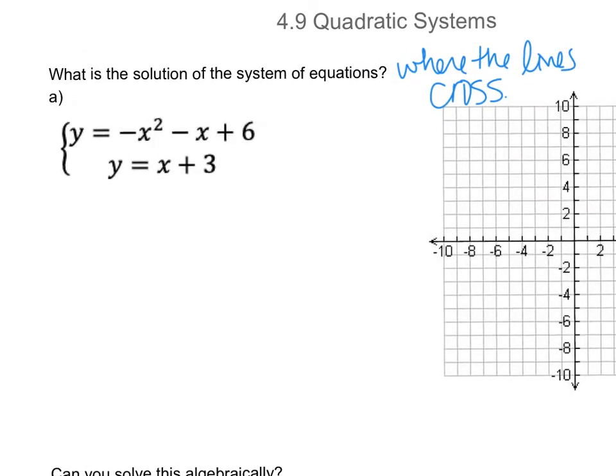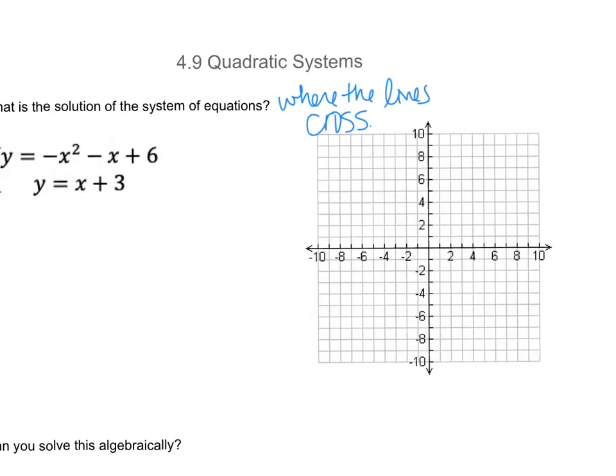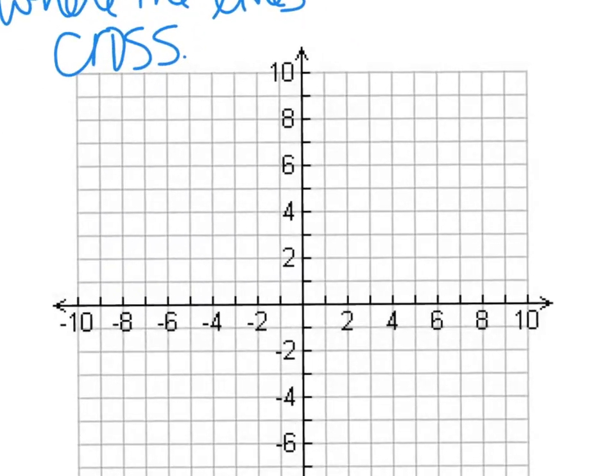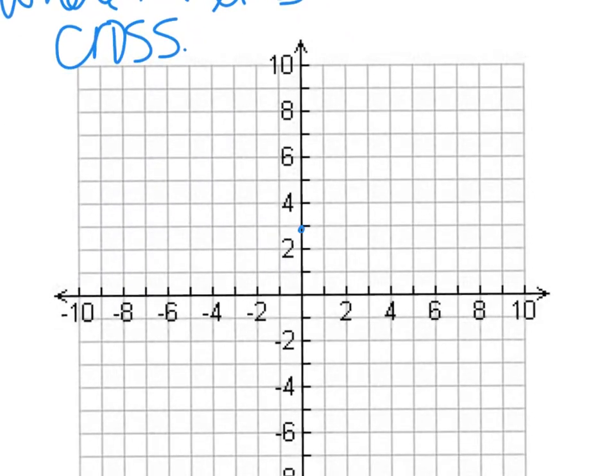There. Okay, so we have a parabola. That's a sad face parabola because there's a negative out front, and then a line. Let's do the easy one first and graph the line. So you have x plus 3, so your y-intercept is positive 3. And your slope is 1, so up 1, over 1 in both directions.